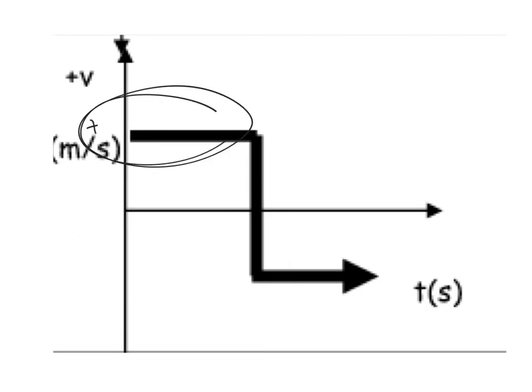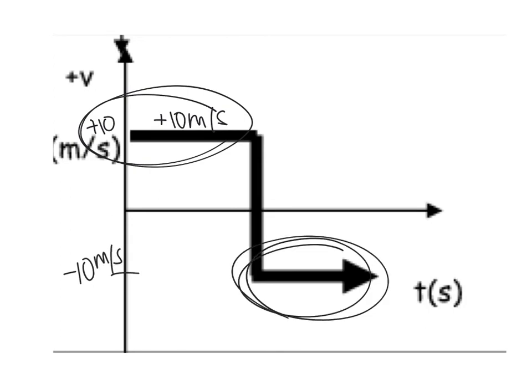Say this is positive 10. That means I have a positive 10 meters per second velocity. All of a sudden now I have negative 10 meters per second down here. So that means what happened right here?